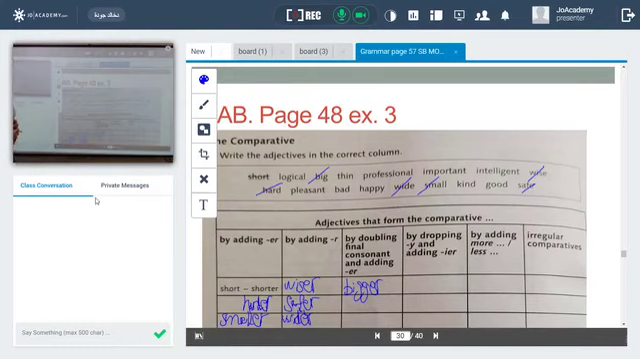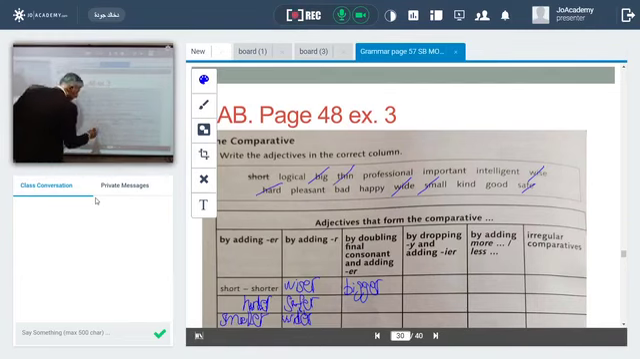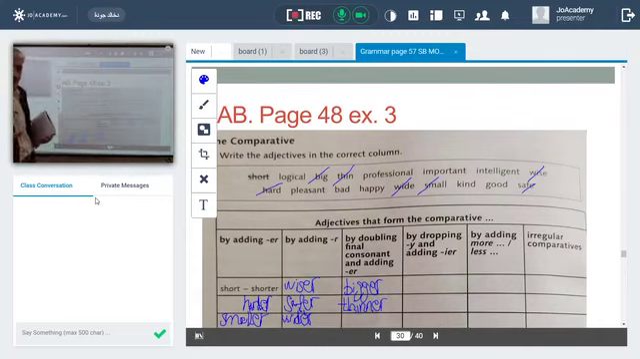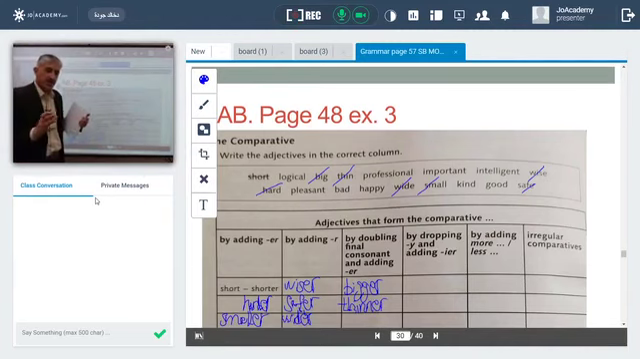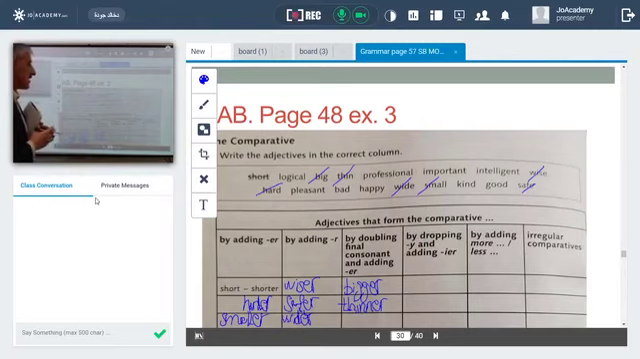Yes, we have the adjective thin. Thin means nahif. It becomes thinner. I'll take it out. Double N, ER. So here we have thinner, anhaf. Khalid is thinner than Ali. He is thinner. Okay. The next one is by dropping Y and adding IER.